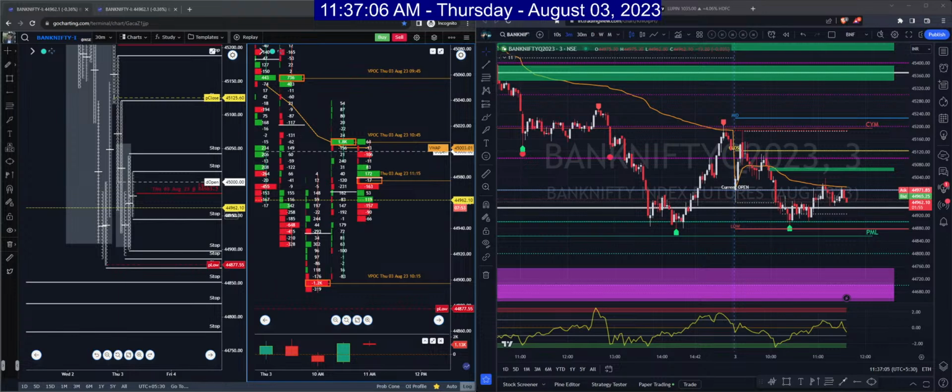So let me look at the option chain. So 44,700 call is short, 45,100 put. Yep, 45,100. So put is long, call is short. It means overall inventory is short. It means auction is bearish.